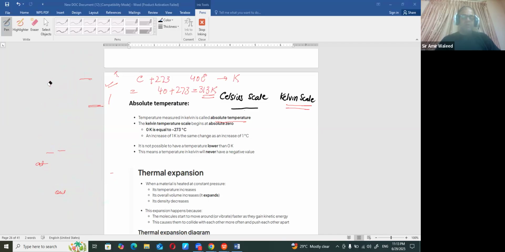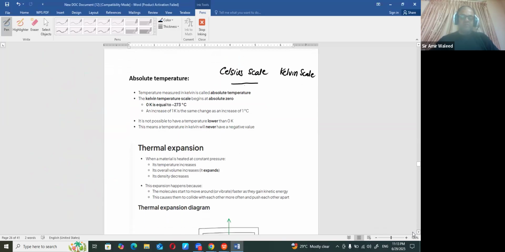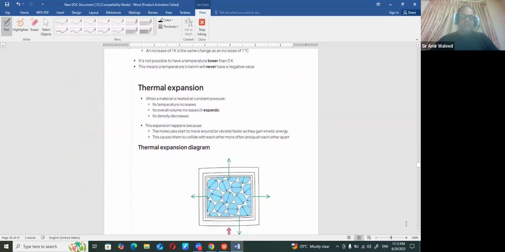All right. So these are the small bits and pieces related to absolute temperature, Celsius, melting point and boiling point. Now remember that, because there is a property called thermal expansion. Thermal expansion means it's a property that by giving heat, the object expands, especially gases. Now, how does this happen? It's very simple: when the material is heated at a constant pressure.